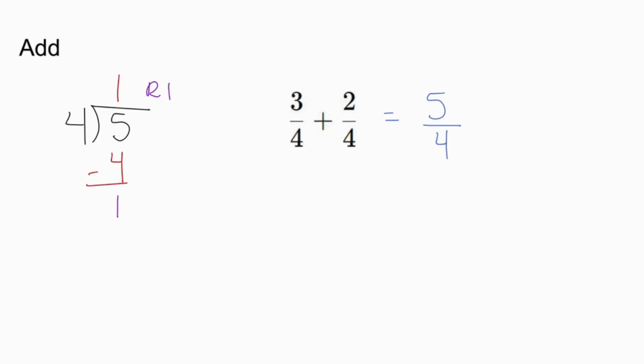Now when we set up our mixed number, the quotient of 1 is going to be our whole number. The remainder of 1 is going to be our numerator, and the denominator that used to be 4 is still going to be 4. So 3/4 plus 2/4 becomes 5/4 as an improper fraction, and then 1 and 1/4 as a mixed number.